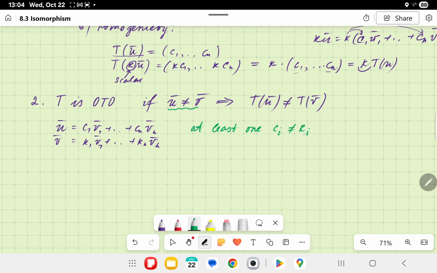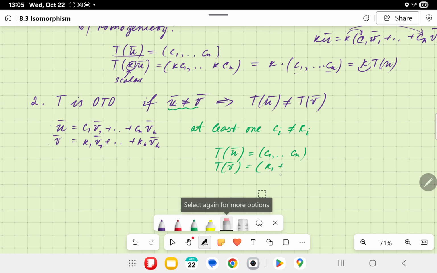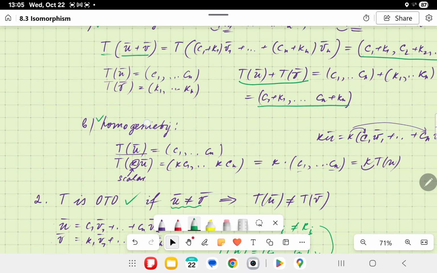If at least one of them is not equal, then the transformation of u, which consists of c1 through cn, and the transformation of v, which is going to consist of k1 through kn, is going to have at least one non-equal coordinate, which means that they are not going to be equal, for the same reason. So the transformation is one-to-one. One-to-one was easy. Let me mark it here.